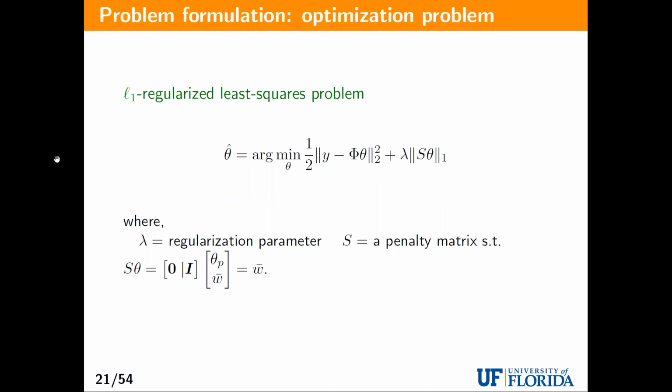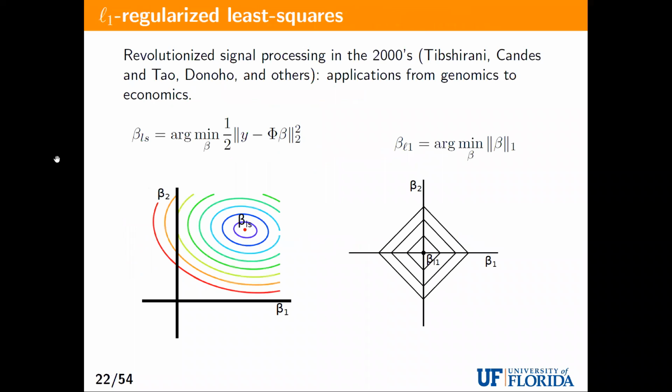So I try to identify the thetas by solving this problem: y minus phi theta, 2-norm squared. This is your standard least squares. If you do that, it's not going to work because it's an impossible problem to solve, with an infinite number of solutions. But then I add this extra penalty, where S theta gives you the W bar, and the subscript 1 means 1-norm. So how does this help?